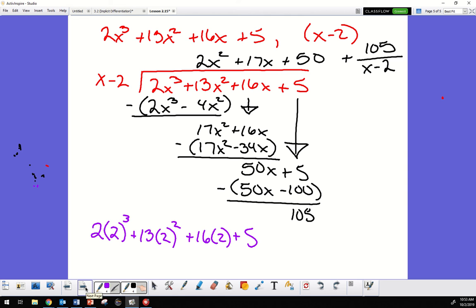So that's going to be 8, 16 plus 20, no. 4 times 13, 52. And this is going to be 32 plus 5. So that's going to be 84, 105.